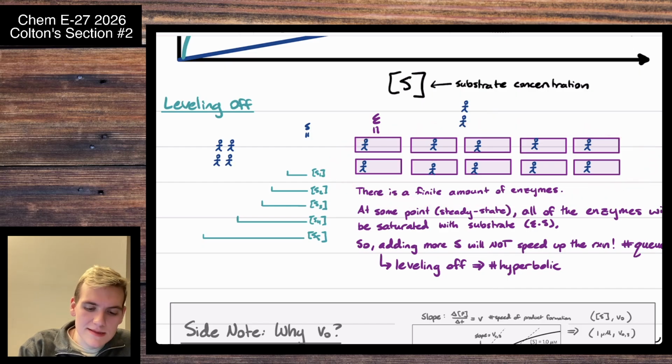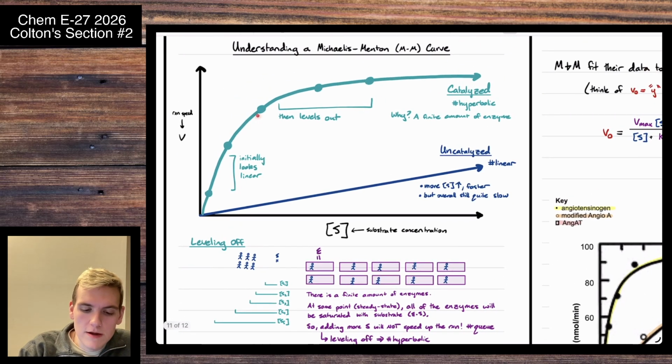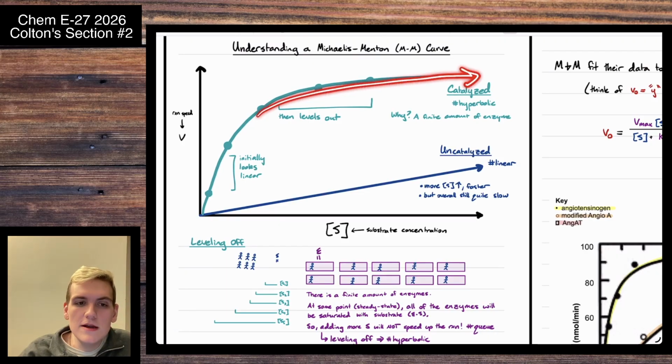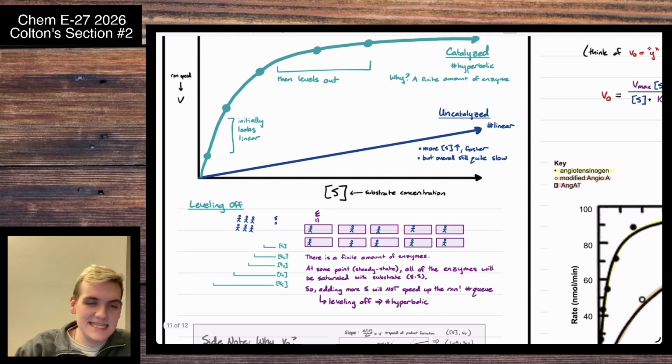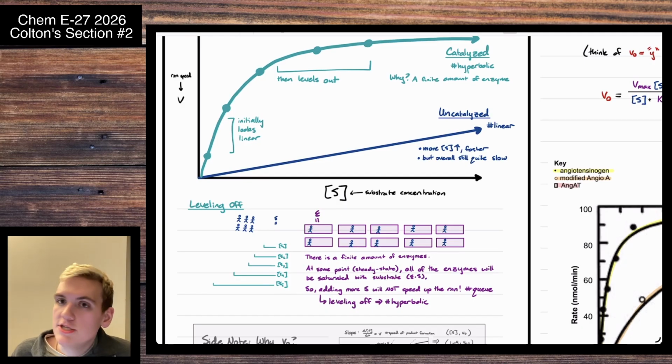So actually, this substrate has to wait in line. It has to start queuing. And then if we add even more substrate, it's waiting in line. It's not making things faster. And so that is kind of what's happening here when we are leveling off. We are reaching this kind of steady state where all of the enzyme is being satisfied by substrate. And so adding more substrate is not going to make it faster.